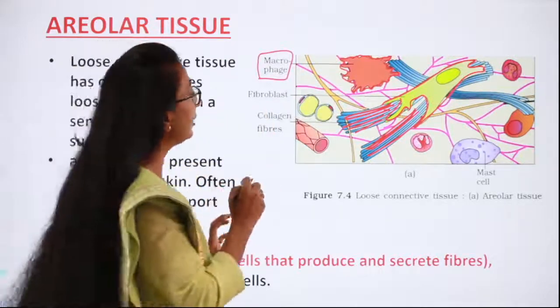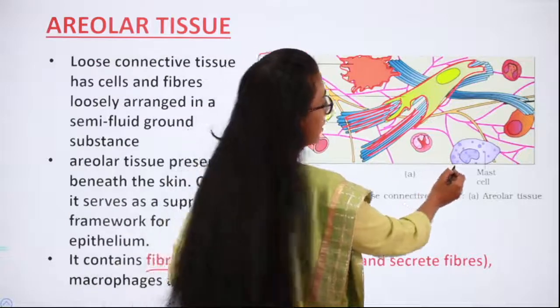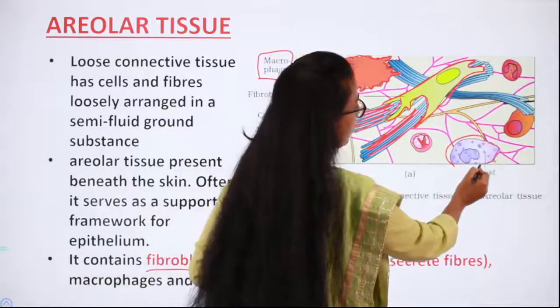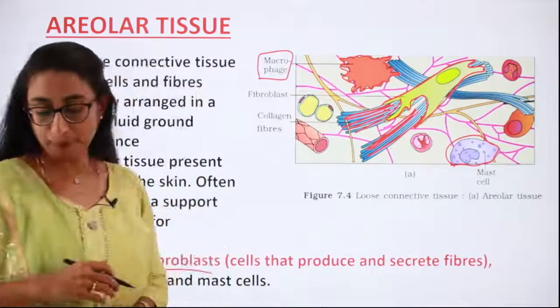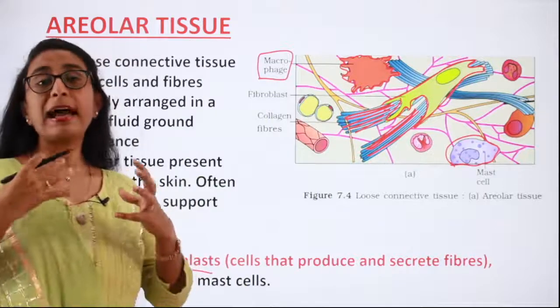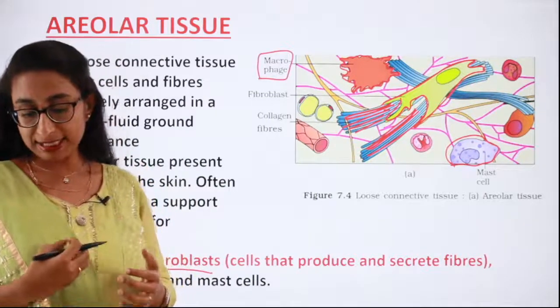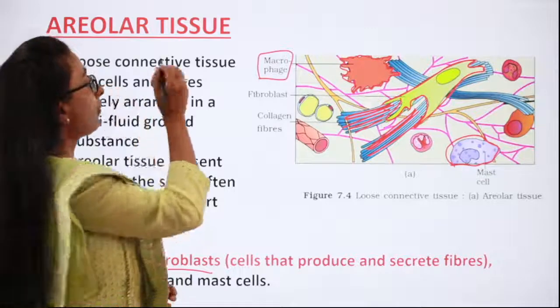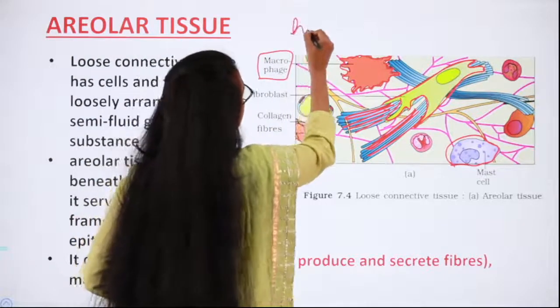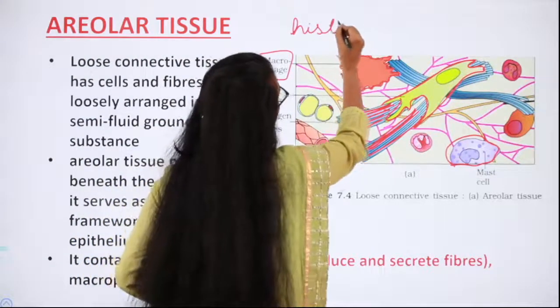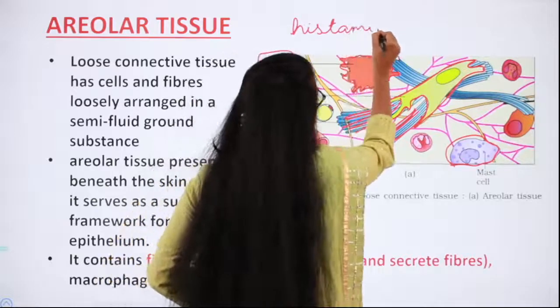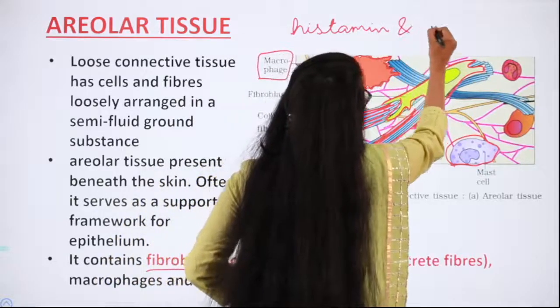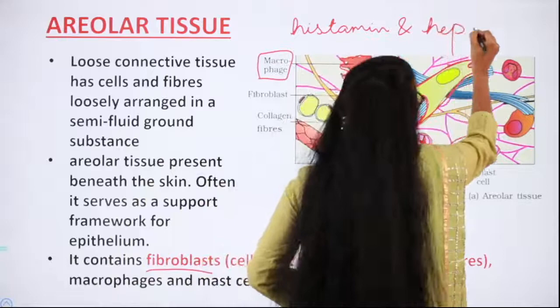In addition to that, we also have mast cells. So what are mast cells? Mast cells are also granule-rich cells which secrete histamine and heparin.